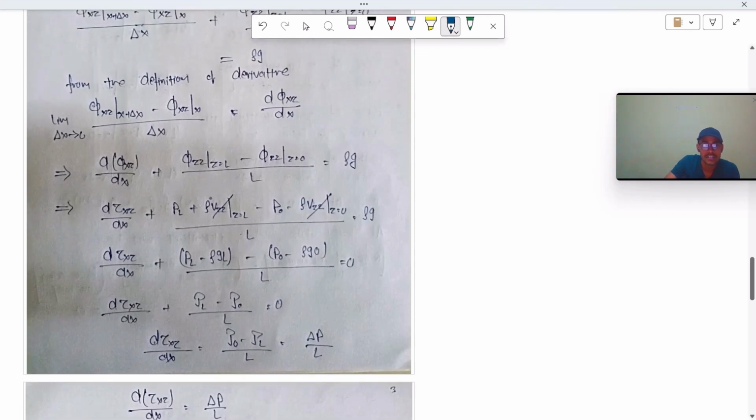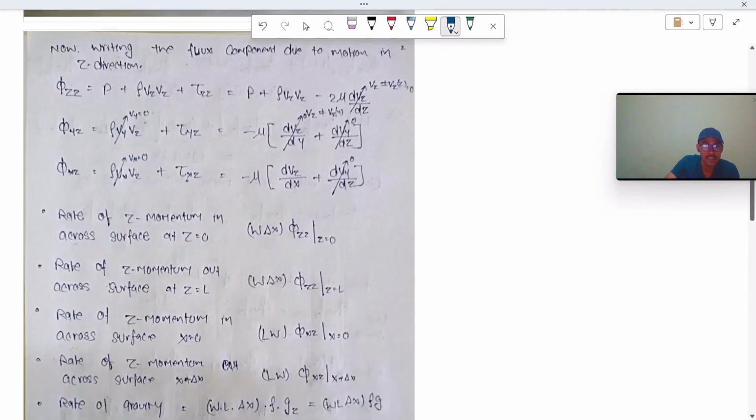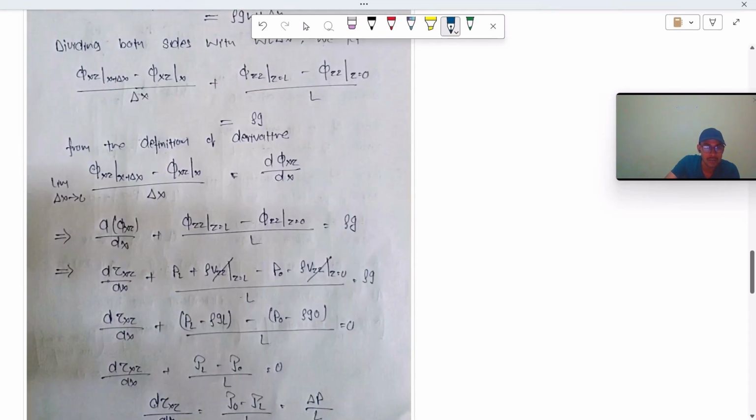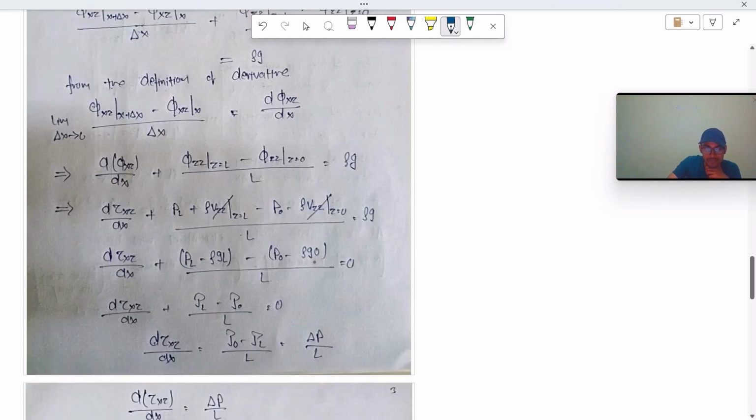And here we can see that in phi xz there is only one term left, that is minus mu times d by dx of vz. So here we have reduced phi xz to d by dx of tau xz, and phi zz is the pressure force plus the convective flux, so it can be written in this form. But we know that vz is not a function of z, so at z equal to 0 and at z equal to L, this whole term will be the same, so we will cancel it out.